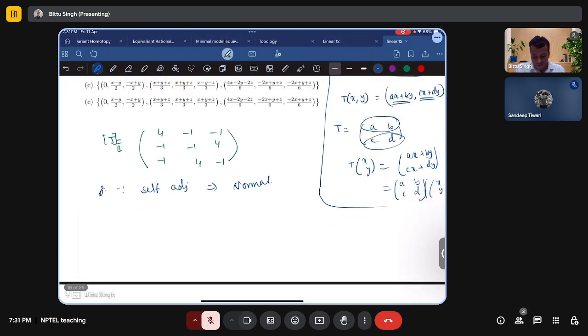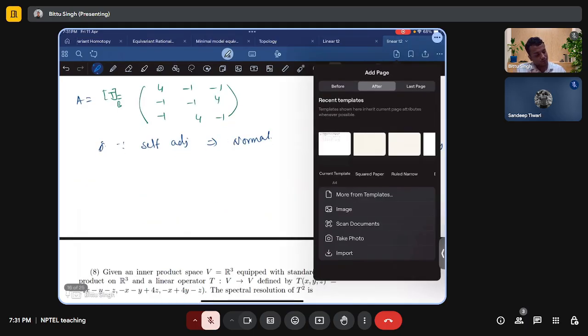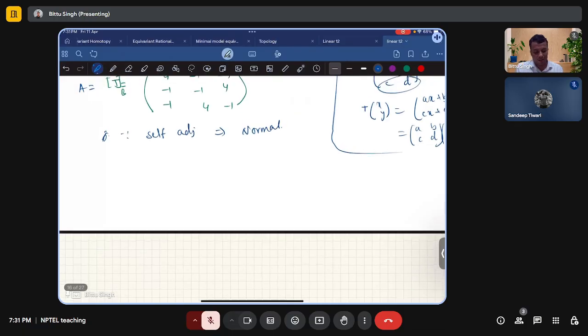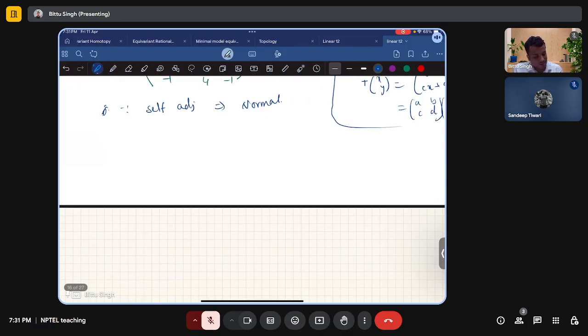Okay. So let me give the name A. This is A. Okay. So now, what is A minus? We need to find eigenvalues. So what is A minus lambda I?